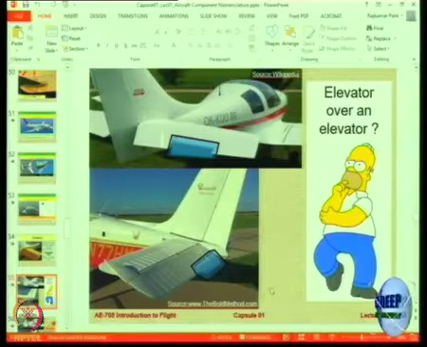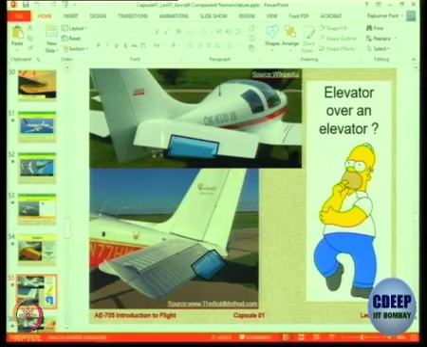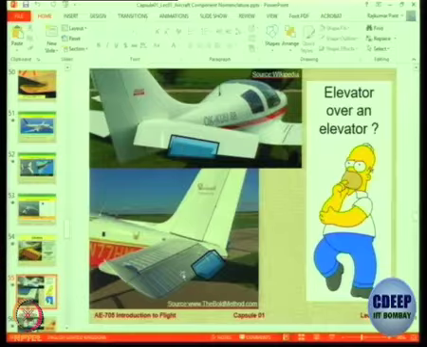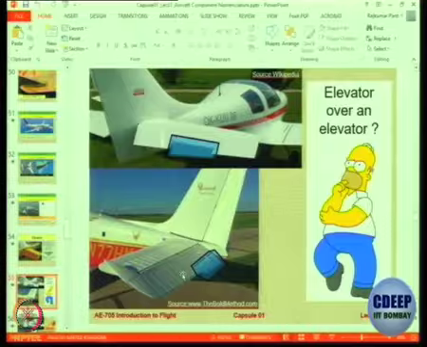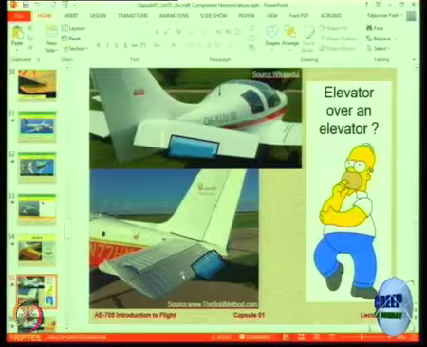Alright, so now the interesting thing is that here you have an elevator and you have a small deflecting surface over the elevator. So what is this? A small elevator on the elevator. This is a trim tab. This is a tab which is a small deflecting surface but a fixed surface. So you deflect it at some angle and lock it.